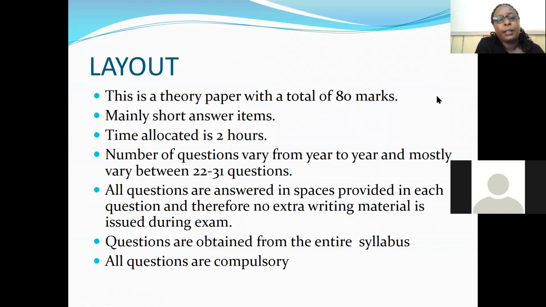The number of questions has been varying from year to year, and mostly they're going to vary from 22 to 31 questions. In addition, all questions are answered in the spaces provided in each question, and therefore no extra writing material is issued during the exam. In paper 1, all the questions are obtained from the entire syllabus. We don't have any allocation of the chapters for paper 1. We get them from the entire syllabus, from Form 1 to Form 4 work. And also, lastly, all questions are compulsory. You don't get to choose the questions. We don't have optional questions in paper 1.